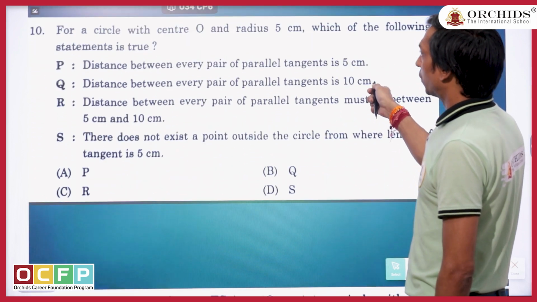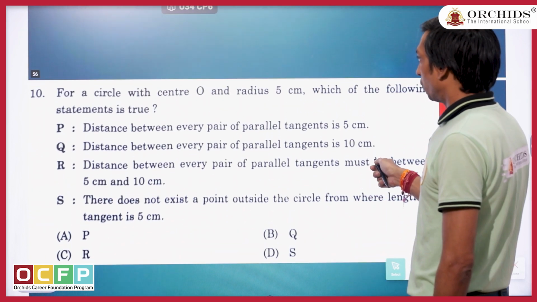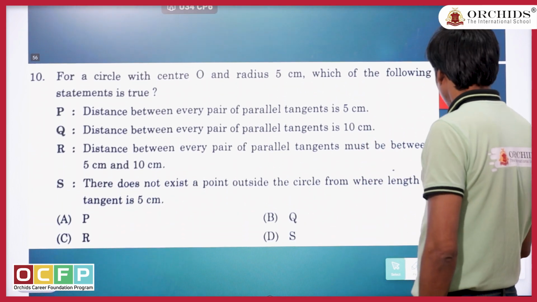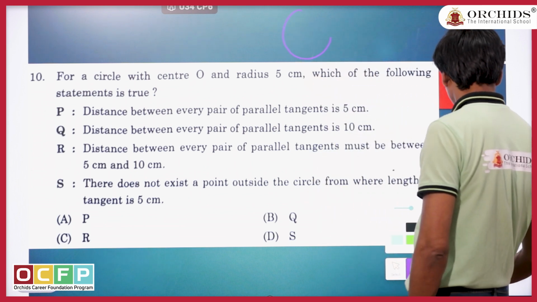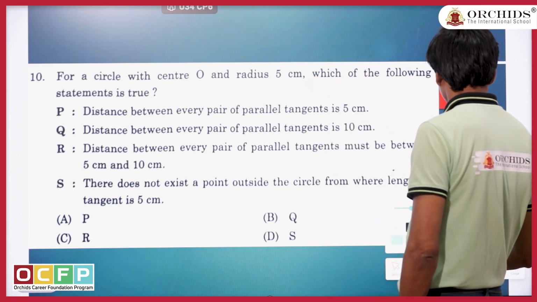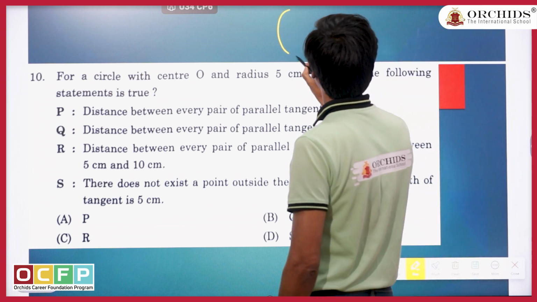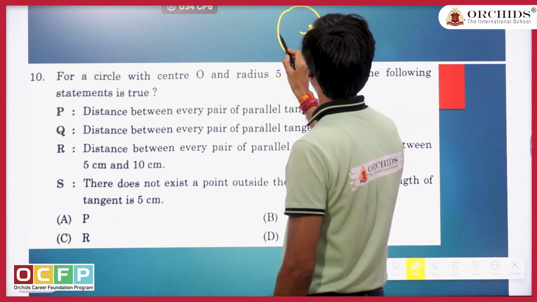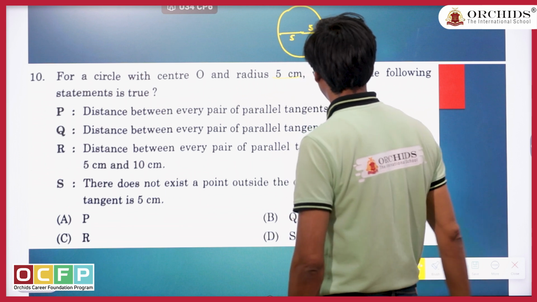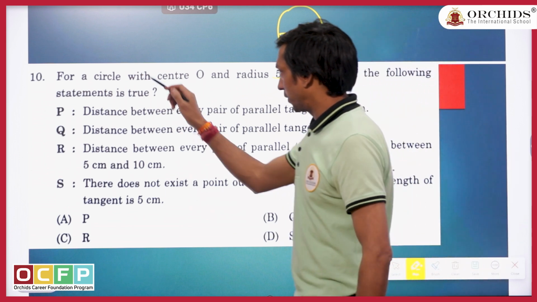Now the next question is: for a circle with center O and radius. Let's draw this circle. This is the circle. And in this circle the radius is given as 5 centimeter, and if the radius is 5, that means the diameter is how much? 5 plus 5, 10 centimeter. Now based upon this information, we have to find the true statement.